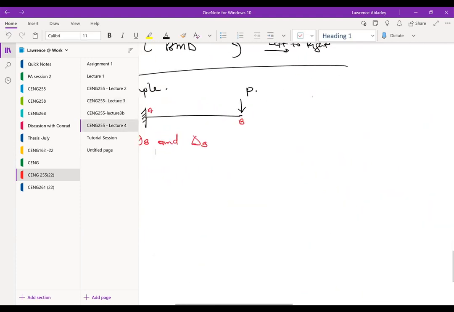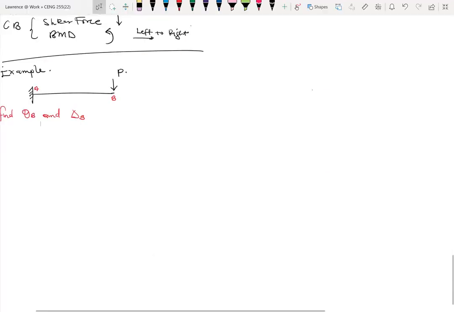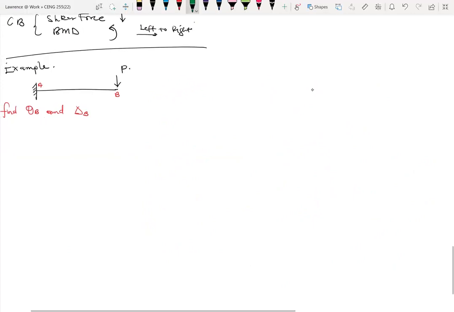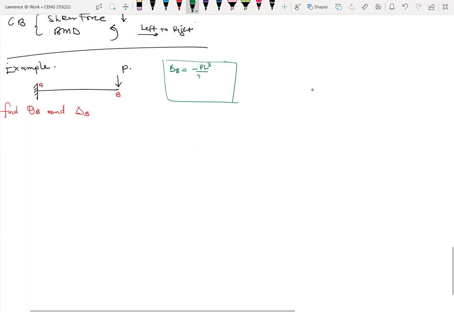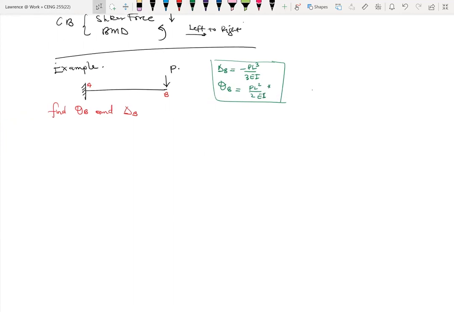So from the moment area method approach, we know that delta B is equal to minus PL cube over 3EI. And I think theta B is equal to PL squared over 2EI. I'm not too sure, but I think that should be it. I think they should be negative also, but that's fine.